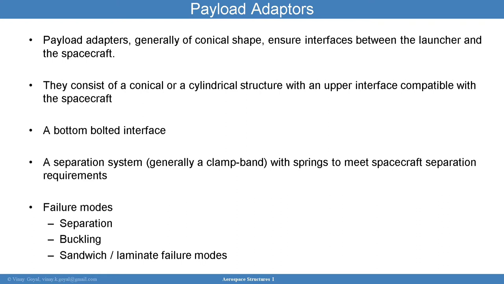And a separation system, generally a clamp band with springs that will meet the spacecraft separation requirements, is used so that you can then deploy the spacecraft using this clamp band. I will go through that. Failure modes for payload adapters are typically separation, buckling, sandwich, and laminate failure modes as well.